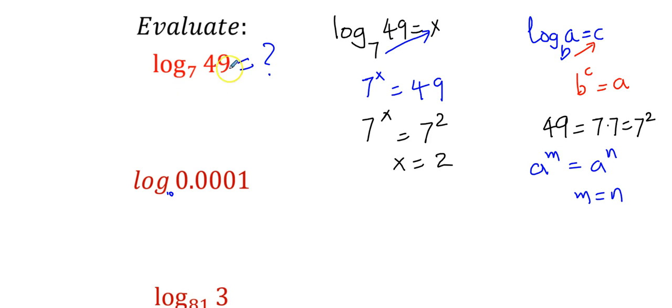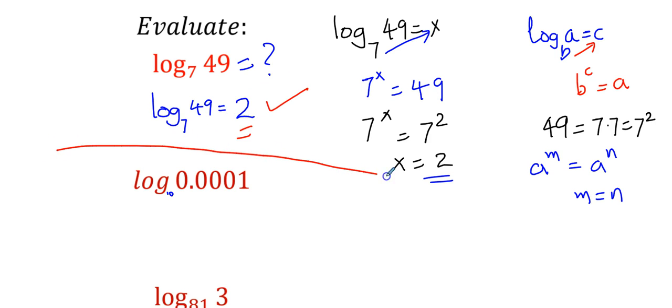So my answer for this particular problem, that is log base 7 of 49 is equal to x, you assumed, and that x value is equal to 2. So 2 is my answer, and I can verify that 7 squared means 7 times 7 is equal to 49. That's right. So 2 is the answer to this problem, right?